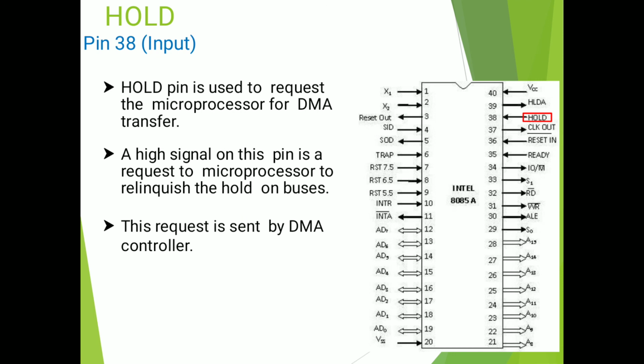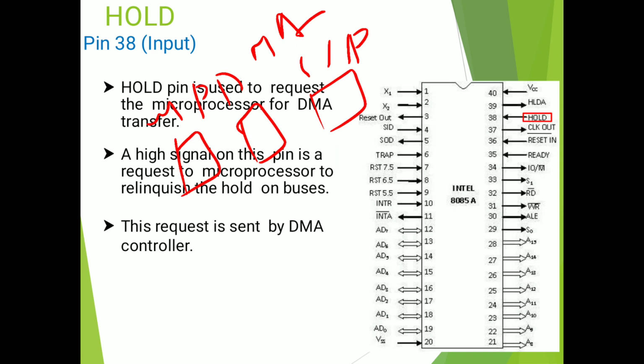Hold pin is used to request the microprocessor for DMA transfer. A high signal on this pin is a request to the microprocessor to relinquish the hold on buses. This request is sent by the DMA controller. There is a microprocessor and there are input output devices, which are not directly connected. To connect them, there is a DMA controller available, 8257.